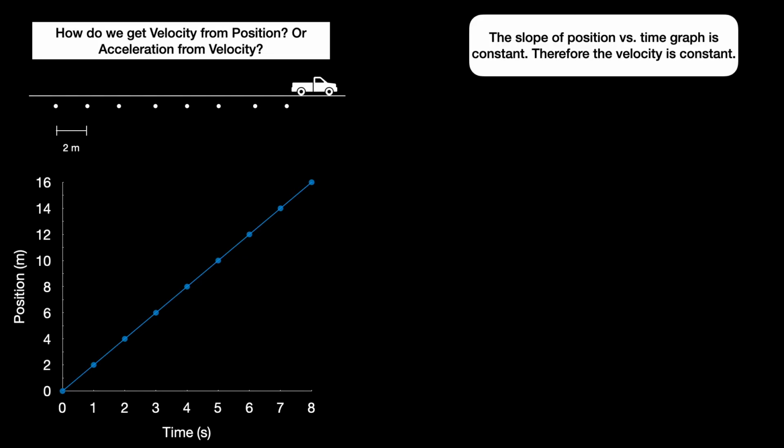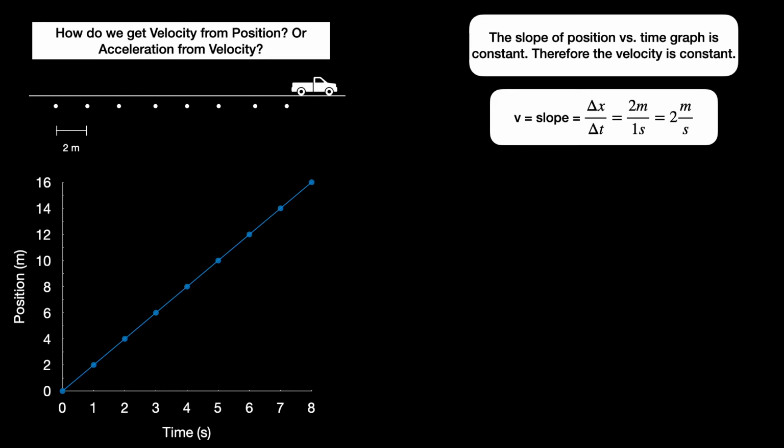So we want to look at how we can get the velocity from this. So remember, velocity tells us how the position changes as time changes. So hopefully what you can see here is that the position is changing by 2 meters every second. And hopefully you can notice that that is just the slope of that line, right? So the slope of a position versus time graph is, in this case, constant. Therefore, the velocity is constant.